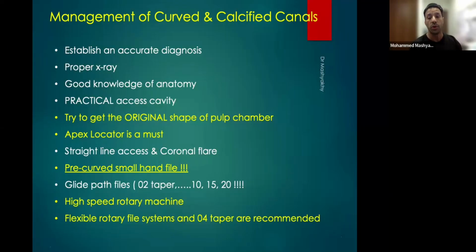It is better to have a high-speed rotary machine. Most of you are using a speed of like 300, 400. In some cases, it's better to go for a little higher speed. We have to have a flexible rotary file system, and we have to have a 04 taper. What does 04 taper mean? I explained before, there is a 02 taper, which is like the ISO system, the same as the hand file we have. There is 04 taper, and there is 06 taper. 06 taper is really big. It's not recommended for curved or calcified canals.